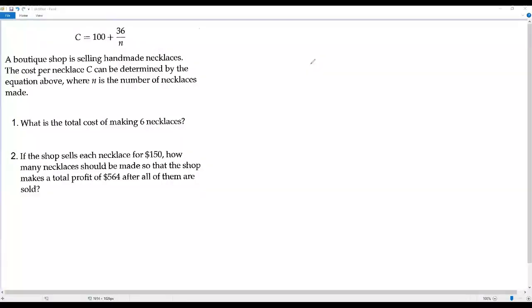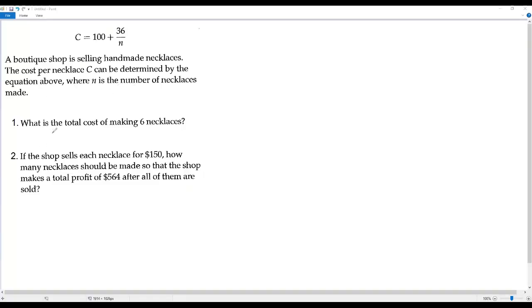Here we have a SAT math question. Okay, let's go over the question. C equals 100 plus 36 over N. Your boutique shop is selling handmade necklaces. The cost per necklace C can be determined by the equation above, where N is the number of necklaces made.